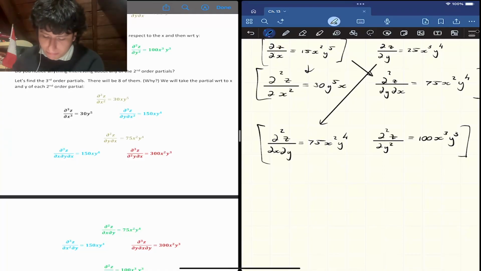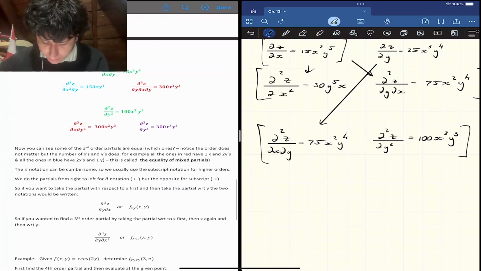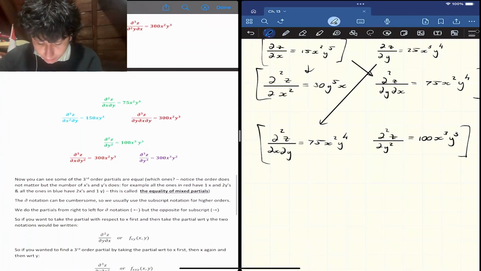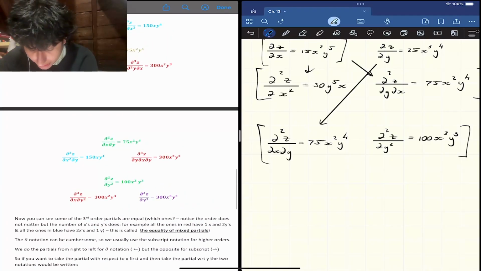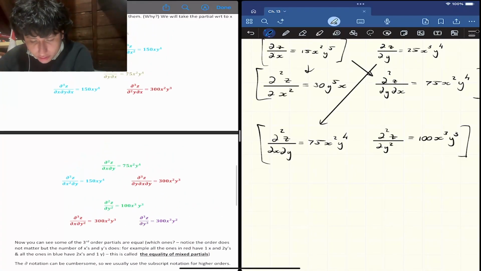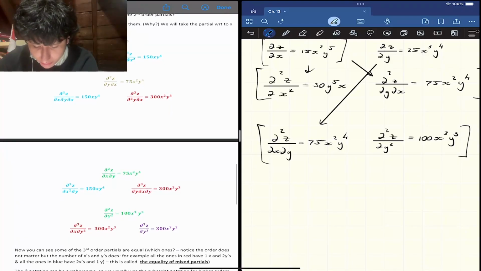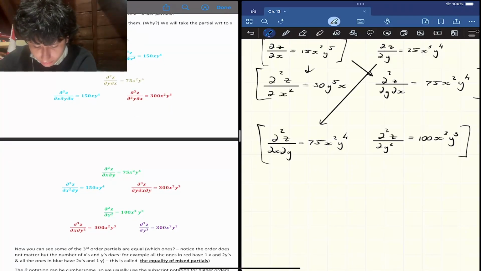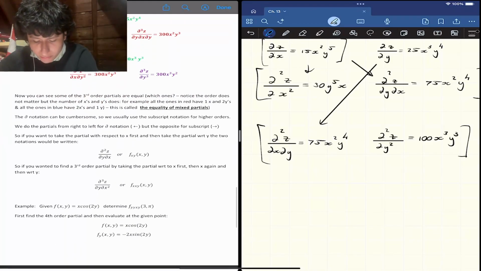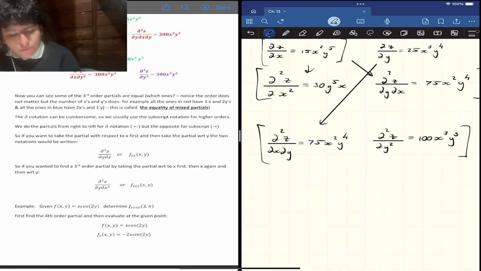When we do that, we get a bunch of different values. And in this case, some of the third order partials are actually equal. So you have 30xy to the 5th, 30y to the 5th, 100y x to the 4th, 150y x to the 4th. We see that 75x squared y to the 4th. We see the 150x y to the 4th 3 times actually, so that's pretty weird. So now you can see that some of the third order partials are equal.